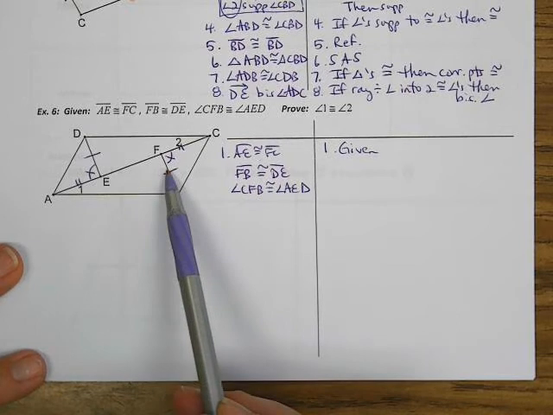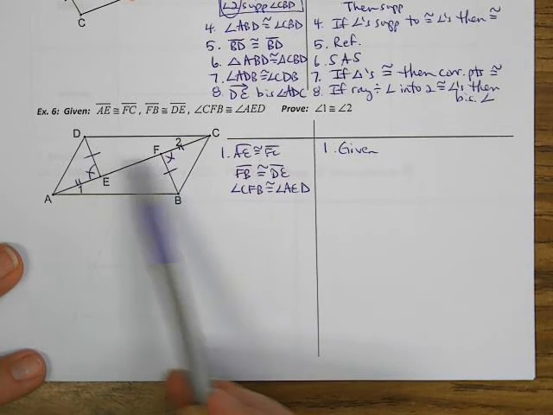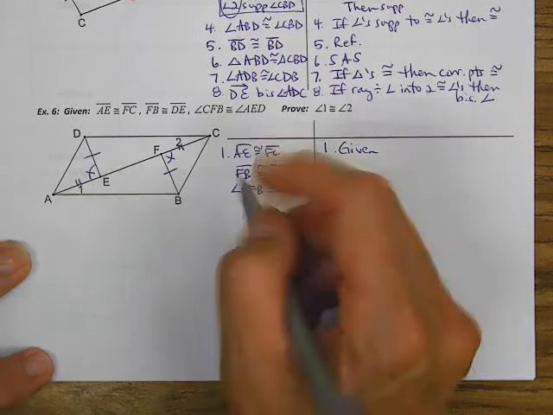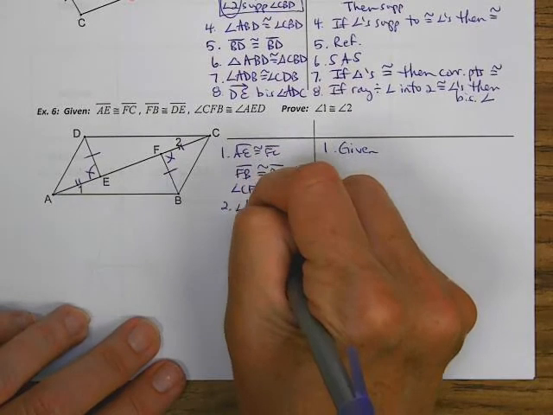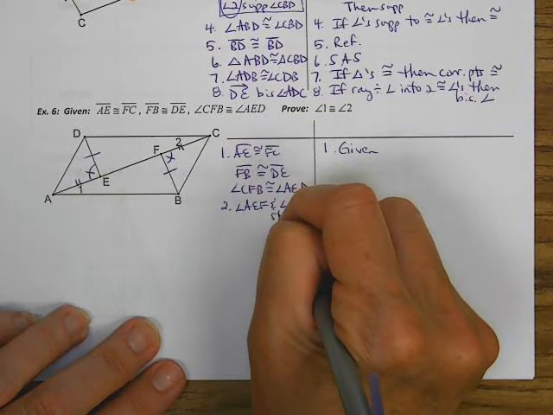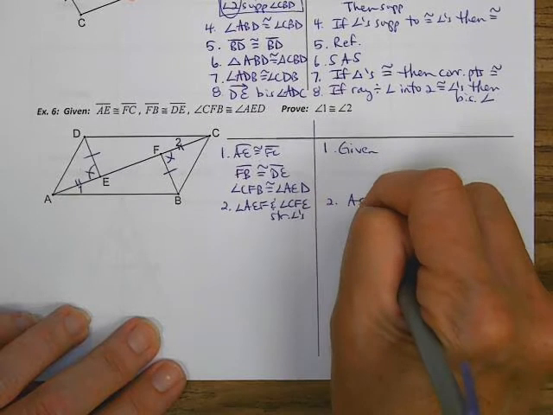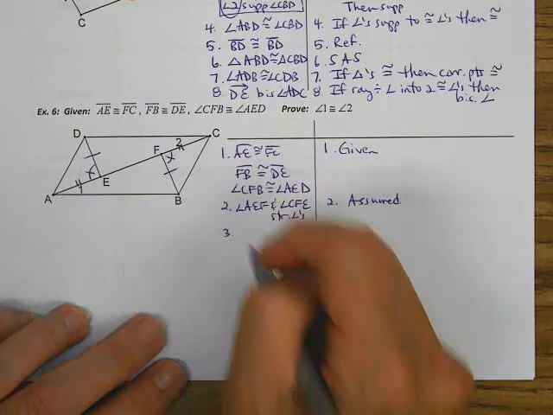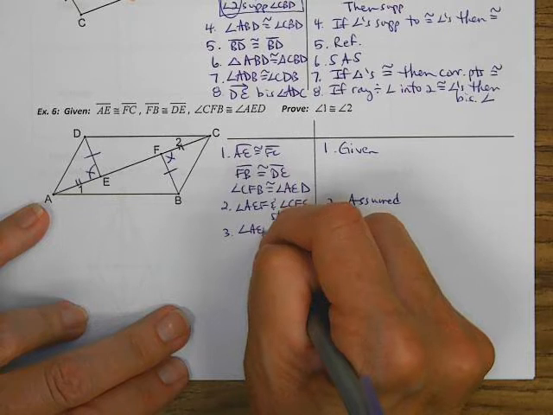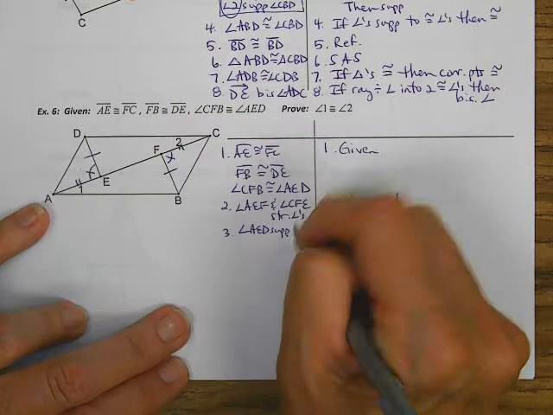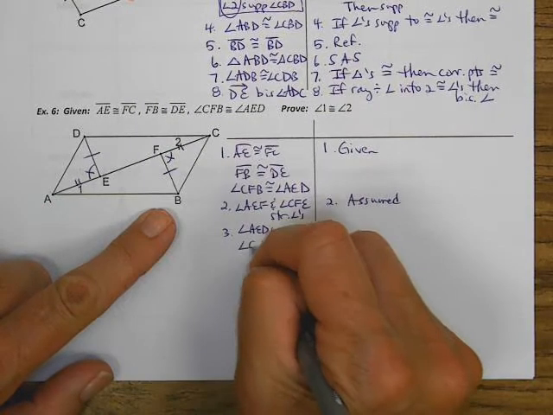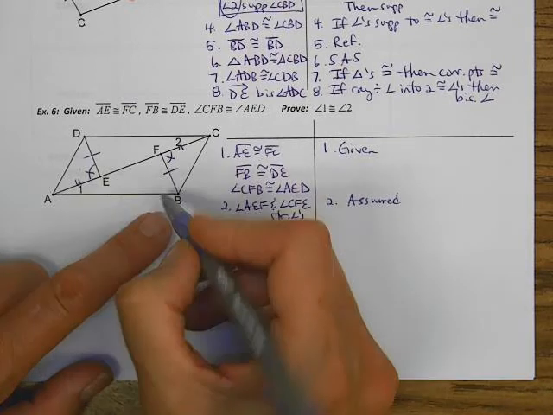Well, I have this side. I don't know how this angle can help me. You should be looking at this pair and this pair and realize they are supplementary. So I'm going to say angle AEF and angle CFE are straight angles. That's assumed. Then I'm going to say angle AED is sup to angle DEF. And I'm going to say the other one, CFB, is sup to angle BFE.